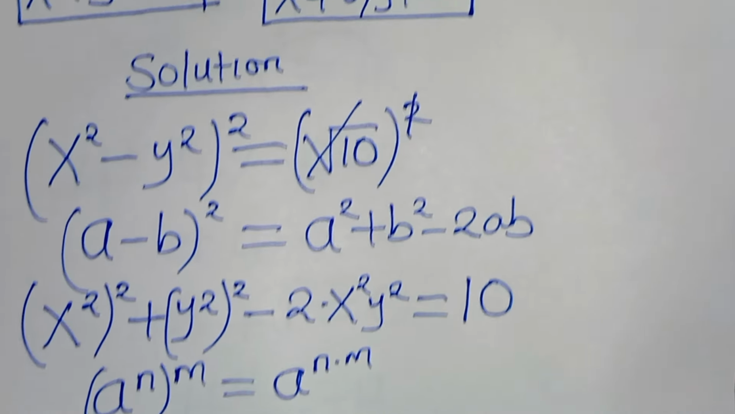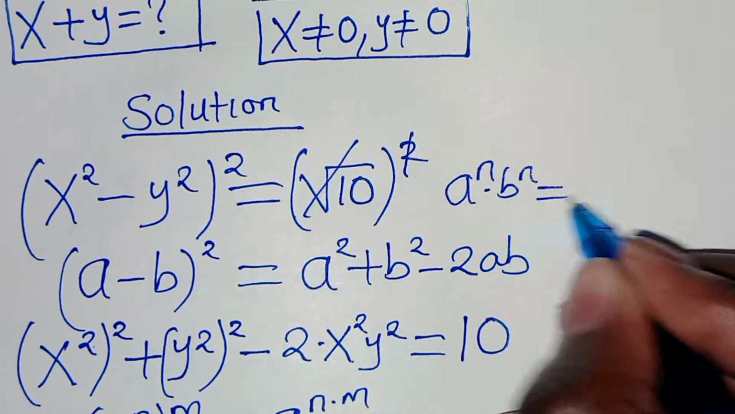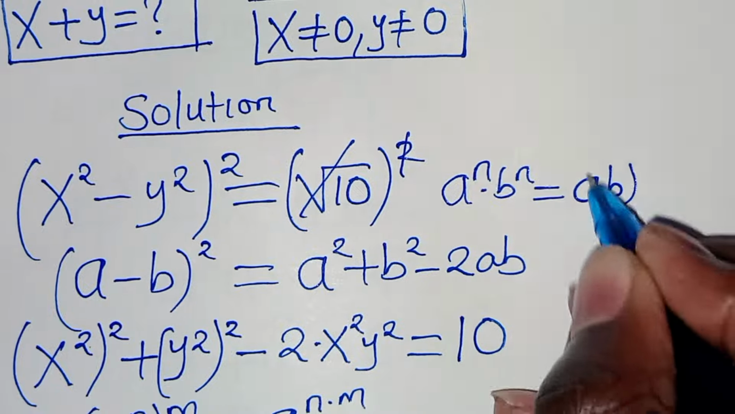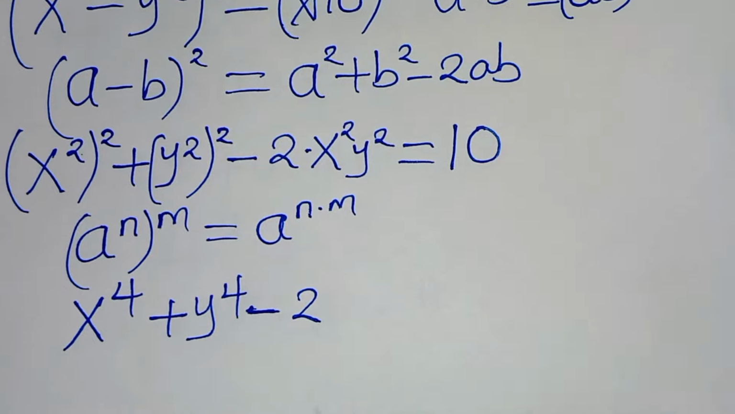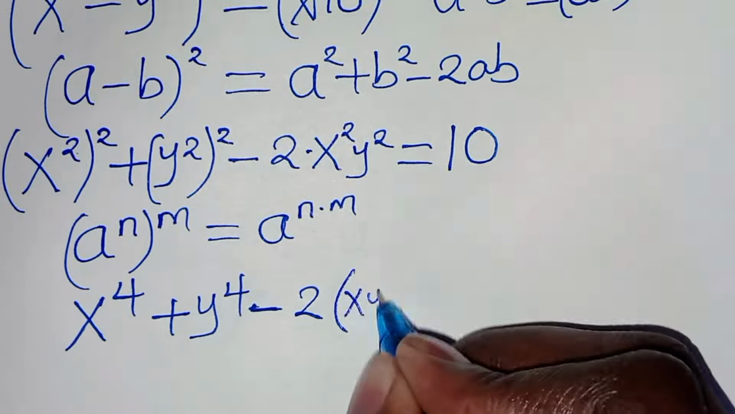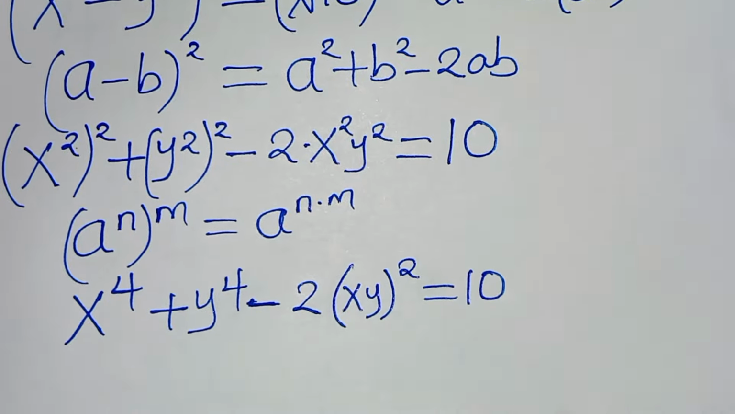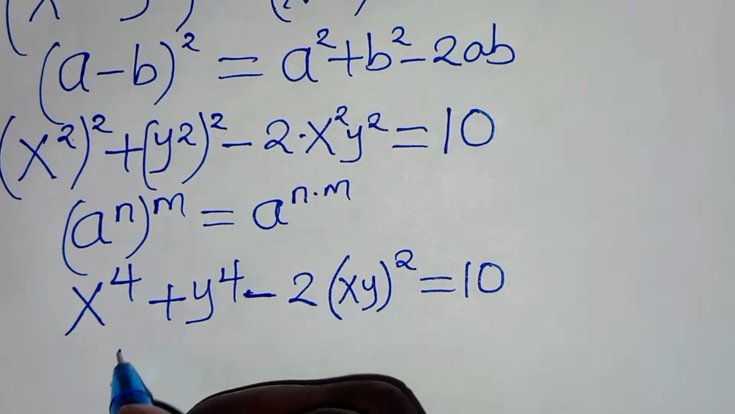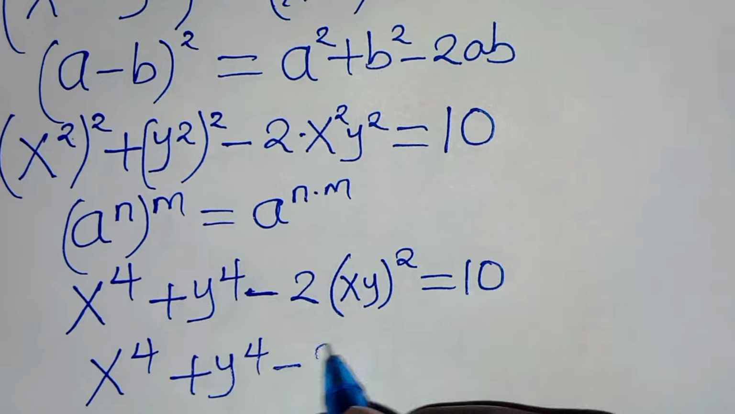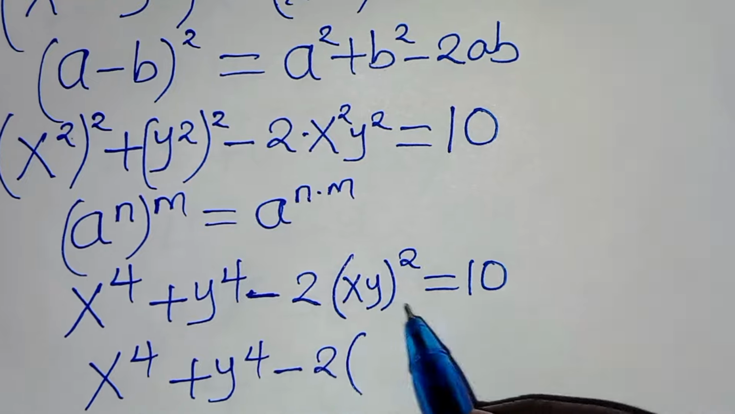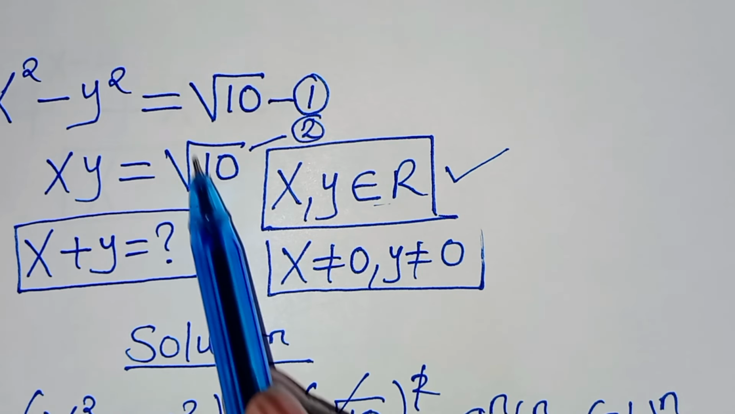This is again in the form of a to the power of n times b to the power of n, which we can express as (ab) to the power of n. Applying this identity, here we have 2 times (xy) raised to the power of 2. This is equal to 10. So here we have x to the power of 4 plus y to the power of 4 minus 2 times (xy). xy is equation 2, where xy is equal to square root of 10.